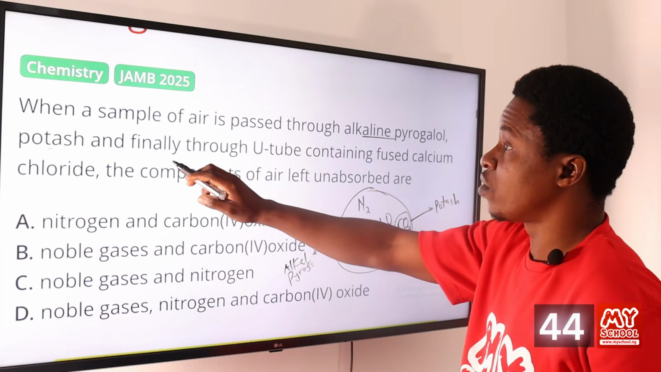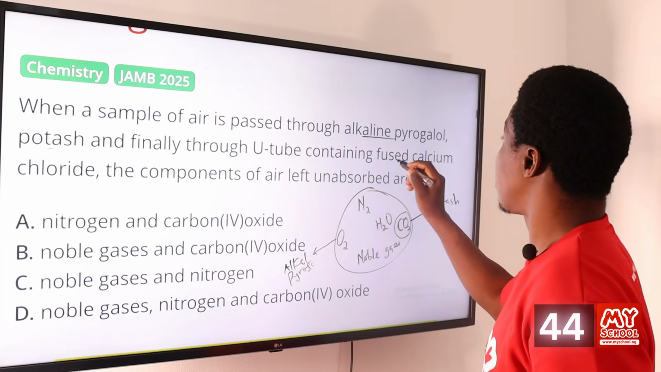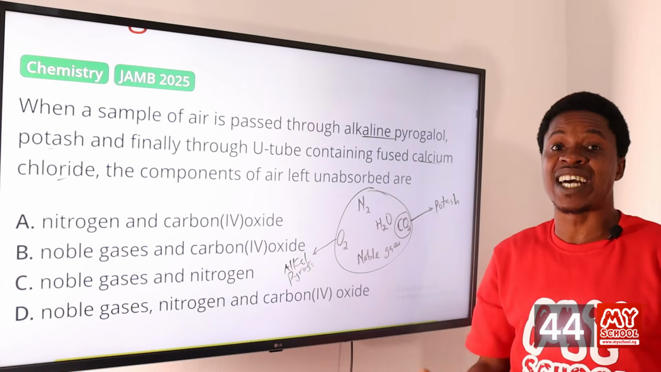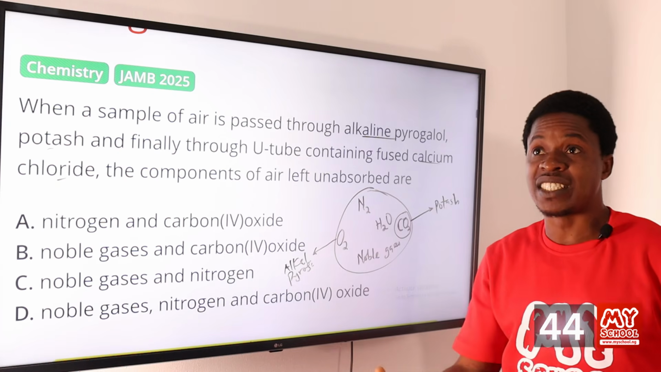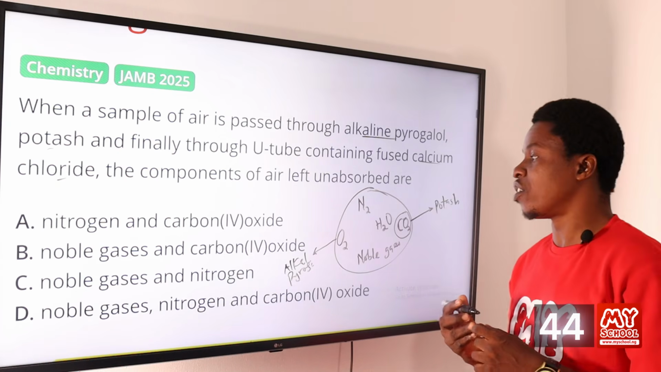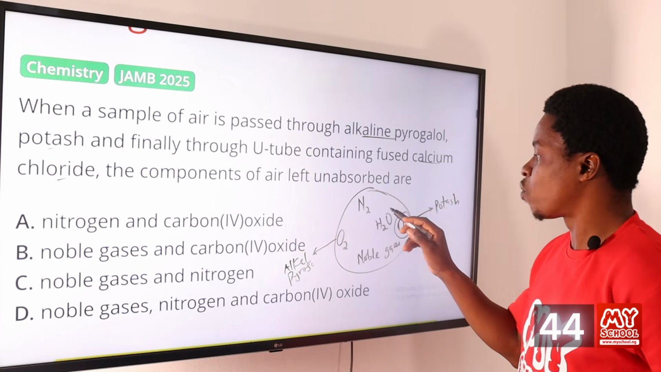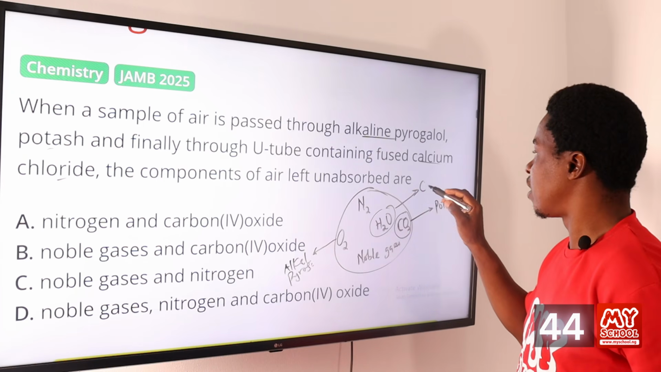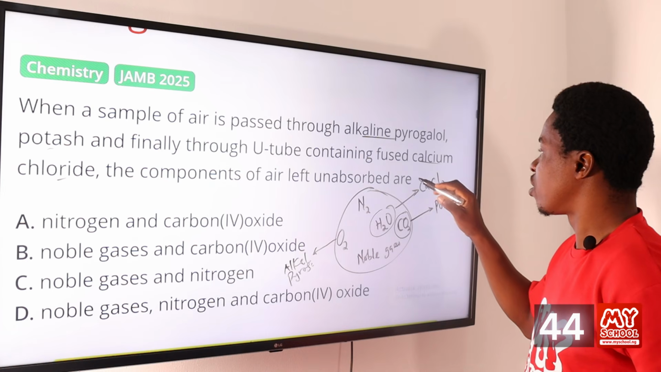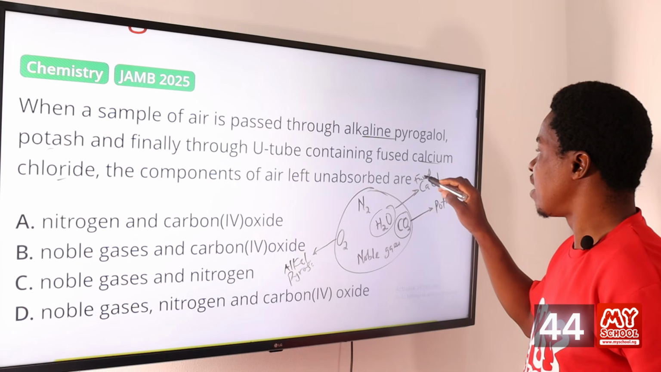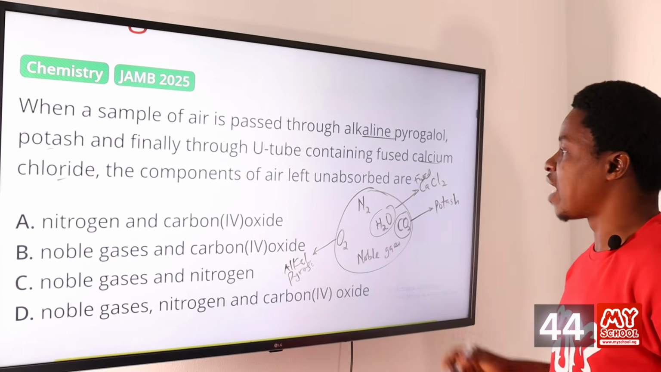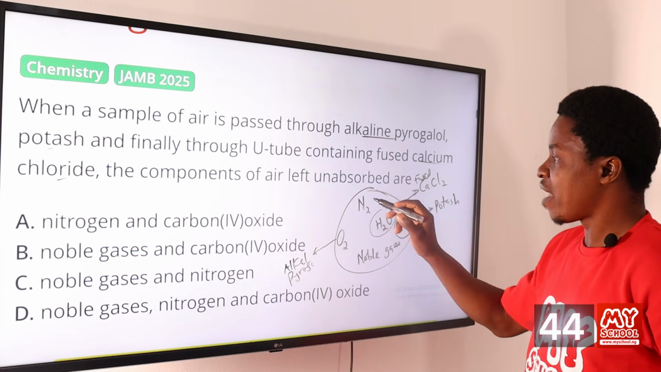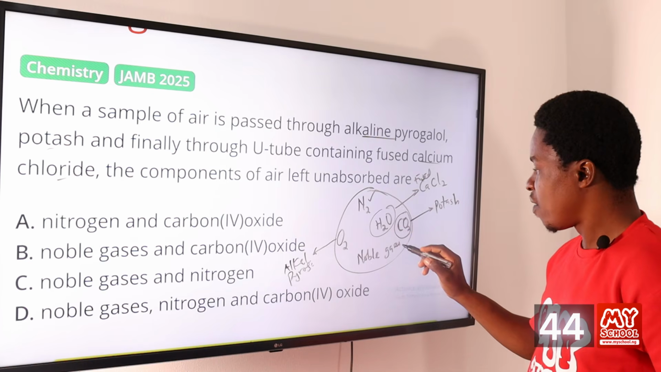Then we went on to say, and finally through what? U-tube containing fused calcium chloride. Now the fused calcium chloride is a drying agent, so it dries gases. So what it does is it just comes in here, and this water vapor that is here, the fused calcium chloride takes care of it, because this is a drying agent. And then we have said the components of air left unabsorbed are nitrogen and noble gases.